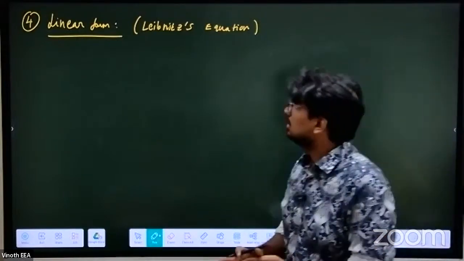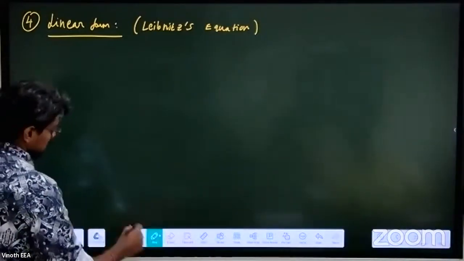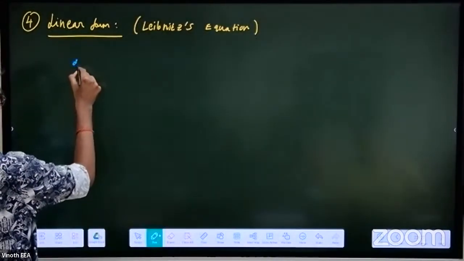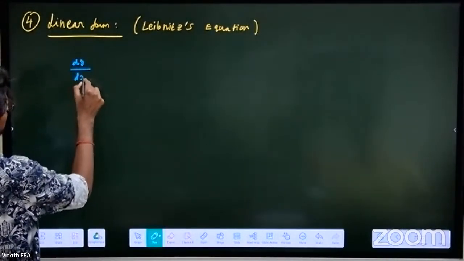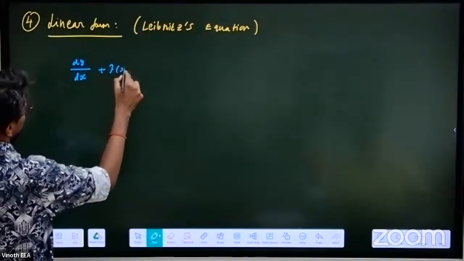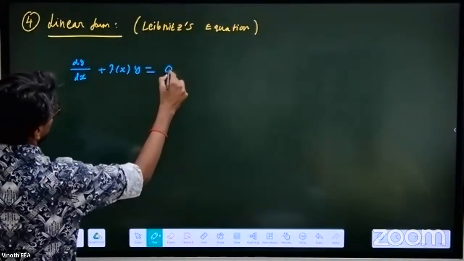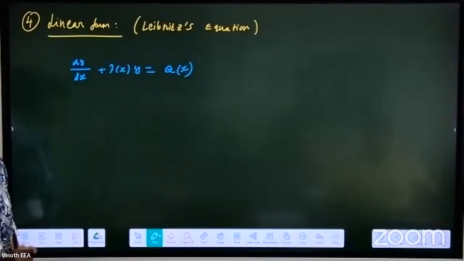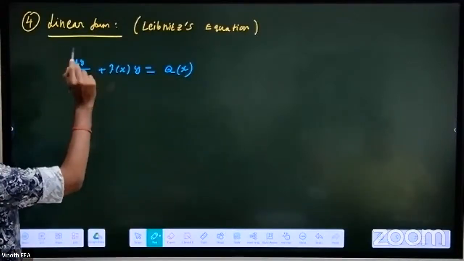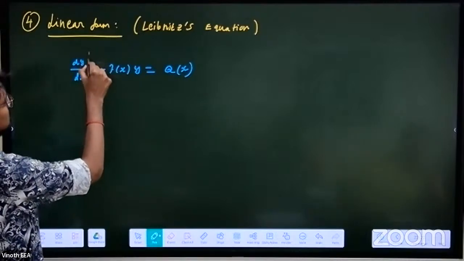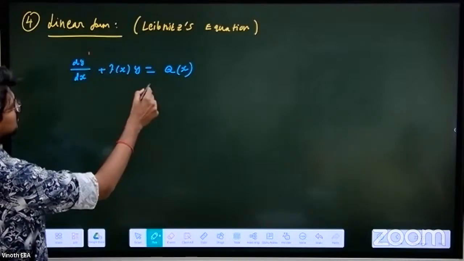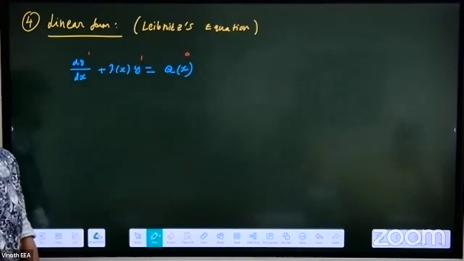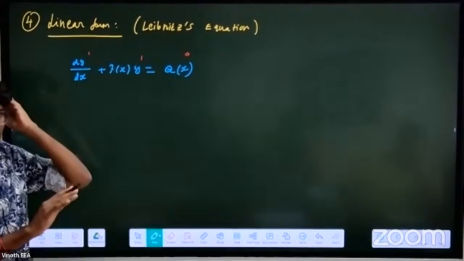Right, listen. See, suppose I have an equation like this: dy by dx plus p of x y is equal to q of x. Is it linear or non-linear? dy by dx has power 1. What about y? Power is 1. Here power is 0. It is linear but non-homogeneous, but it is a linear differential equation.